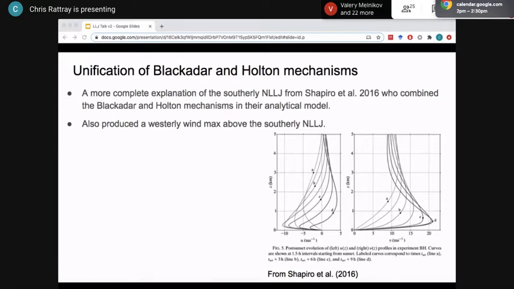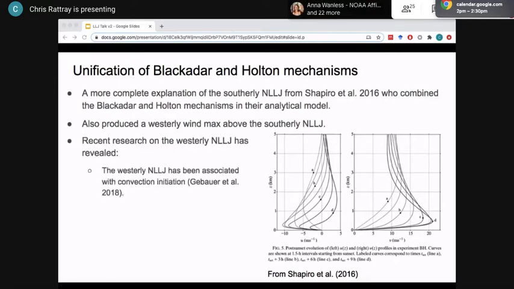To help explain this southerly wind maximum, Shapiro et al. combined the Blackadar and Holton mechanisms in an analytical model, which was found to produce southerly jets closer to those observed in the United States Great Plains. Their results also showed a westerly maximum occurring above the southerly jet.